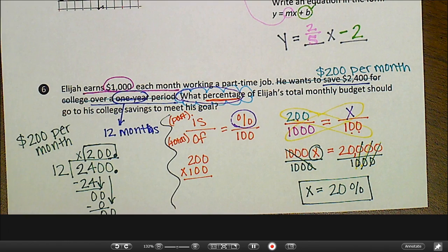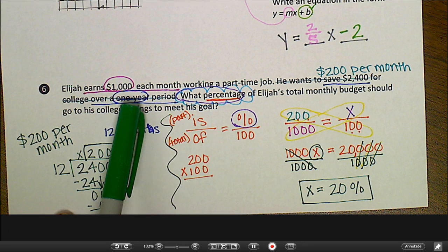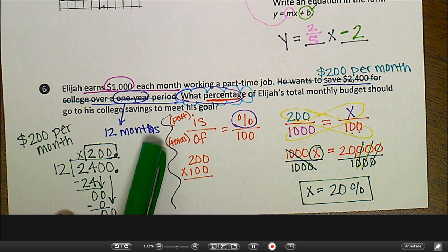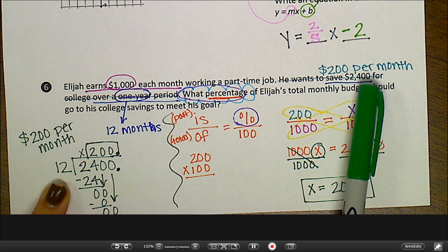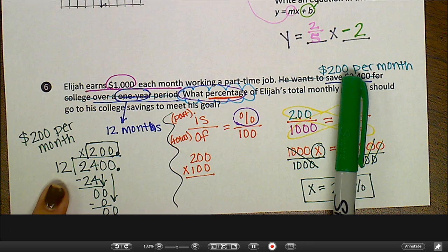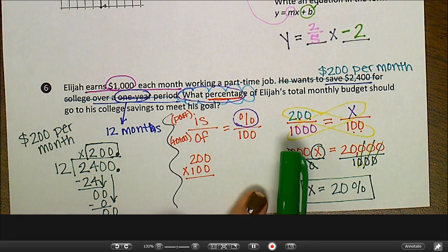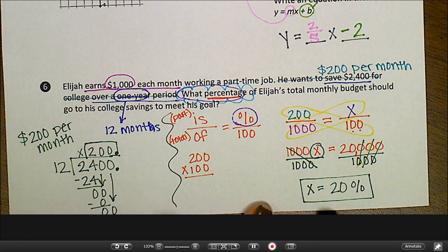So that was a really long problem, but we know how to do all of this. All we did was change 1 year into 12 months, we figured out that $2,400 per year divided by 12 gives me $200 per month. And then we set up a percent proportion to find what percent is 200 out of 1,000. All of this is stuff that we know how to do. It just takes a while because there's so many steps. Again, if any part of this is giving you trouble, put a star next to it, write down exactly what it is that's causing you some concern, and we can look at it when you're finished.